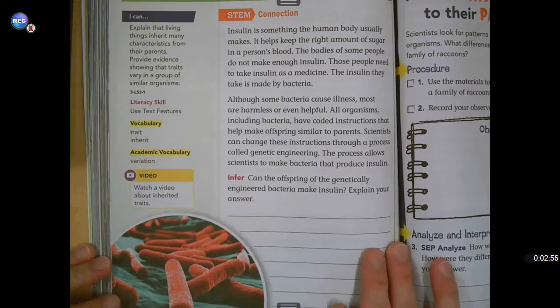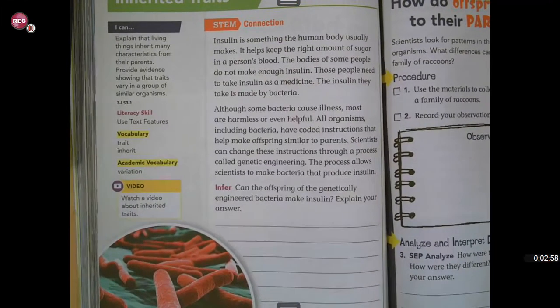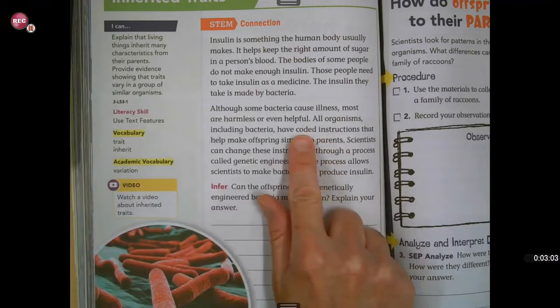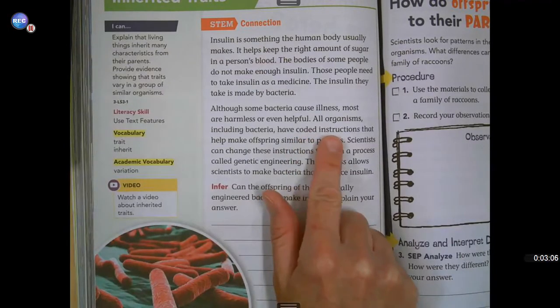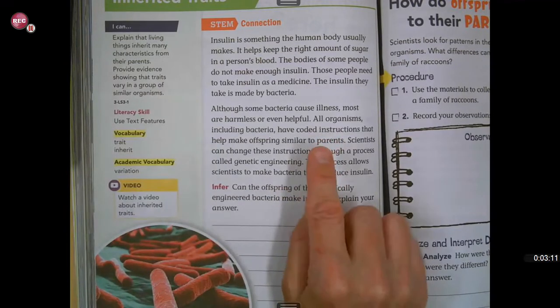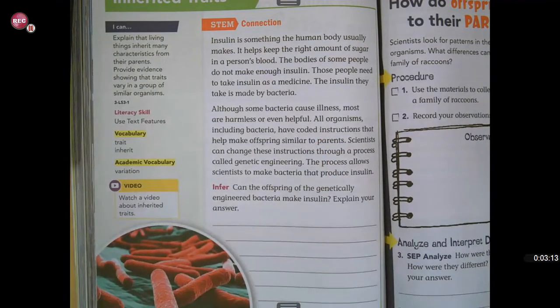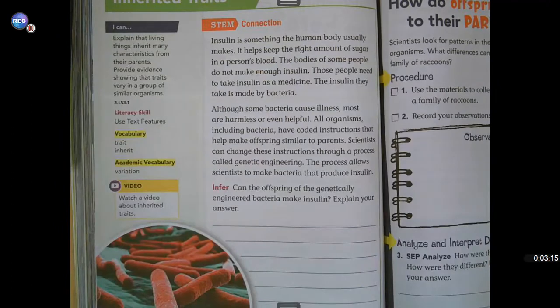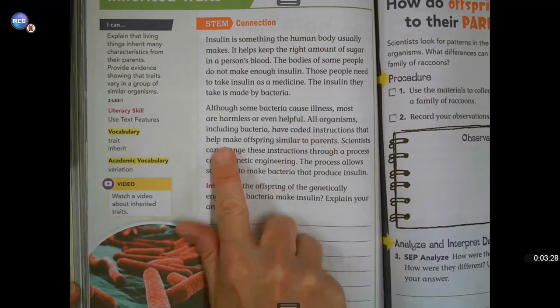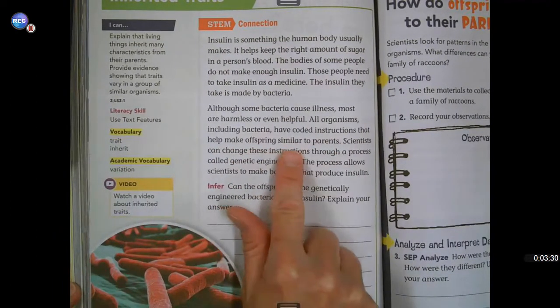So I know that these paragraphs had some big words in them, and I just wanted to go back to coded instructions, meaning that inside of our bodies and all living things, our bodies are made to make the same type of organism that we are, or that other animals or plants are. And those are like directions to help you make a new offspring. So that's what it means, coded instructions to help make offspring similar to parents.